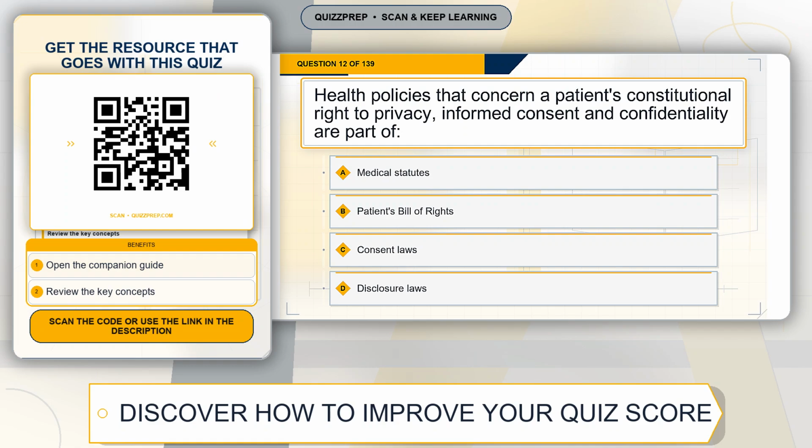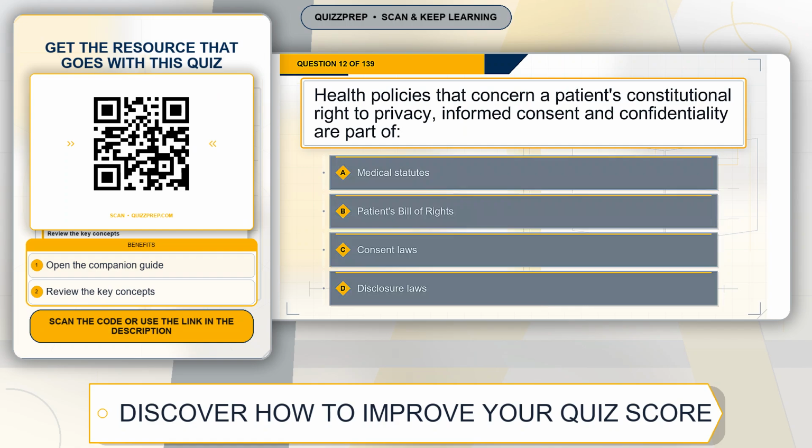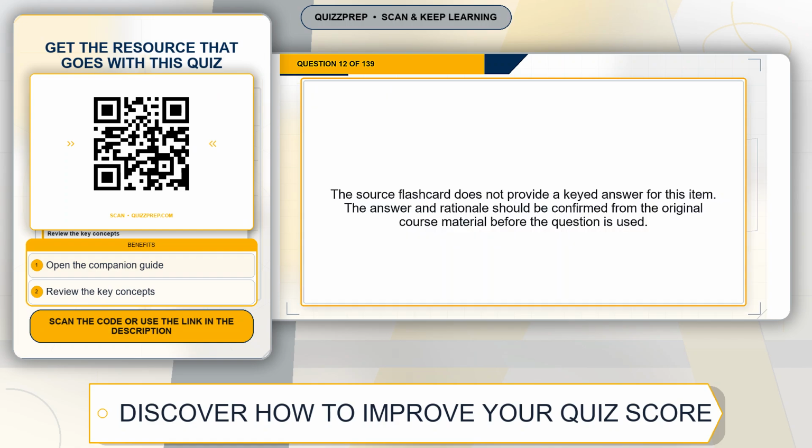Option B, patient's Bill of Rights. Option C, consent laws. Option D, disclosure laws. The correct answer is now shown. Explanation. The source flashcard does not provide a keyed answer for this item. The answer and rationale should be confirmed from the original course material before the question is used.